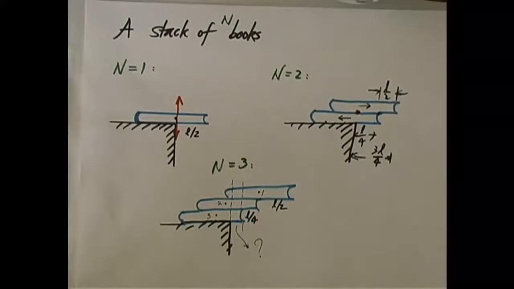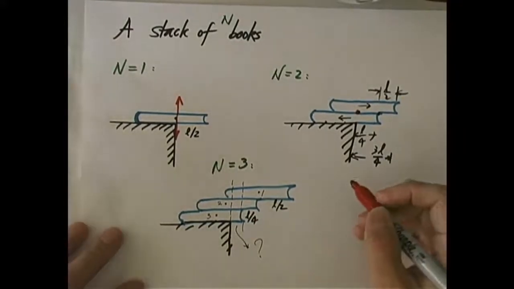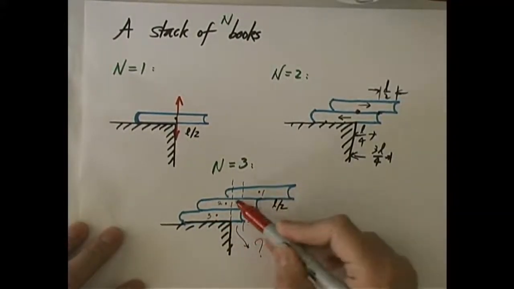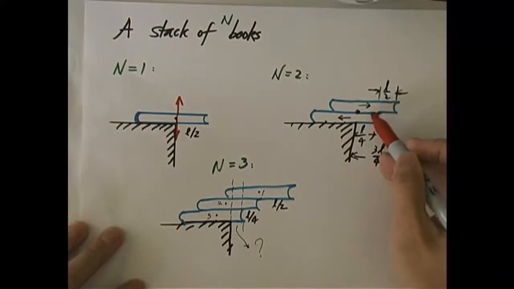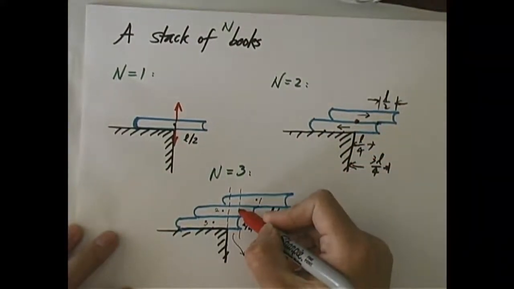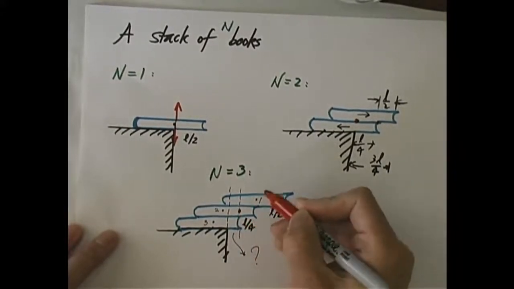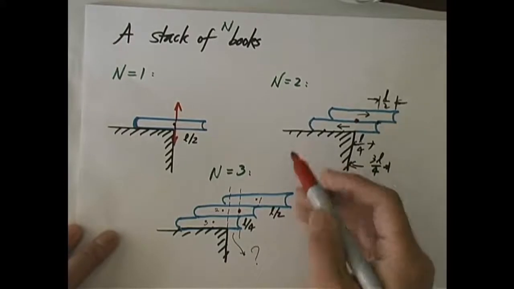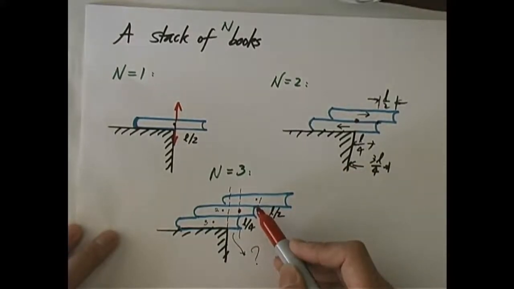Now let's look at the case with three books. What's the total overhang? First of all, for the top two books, just like that, the combined center of mass of the first two books is here, and it is a distance L over 4.